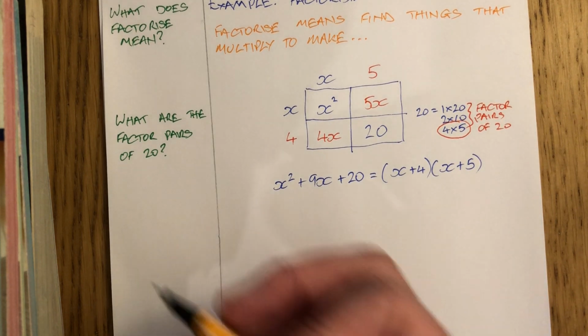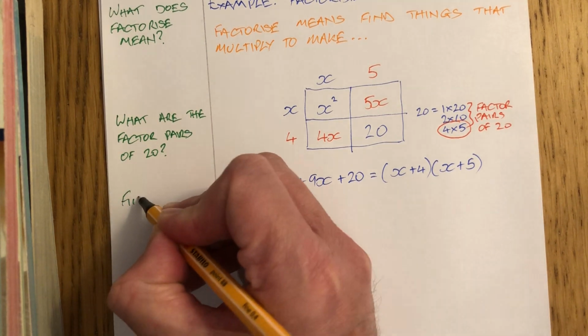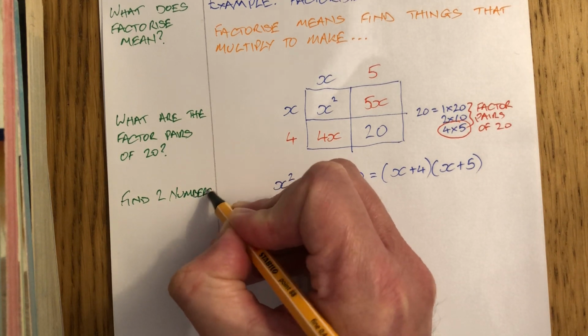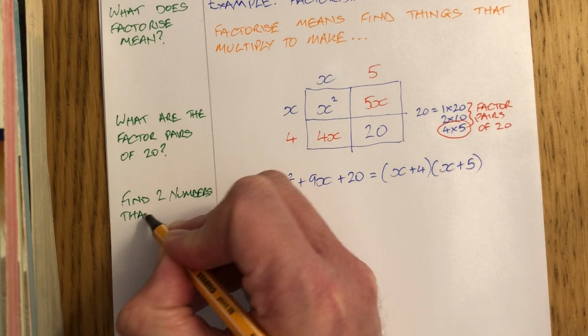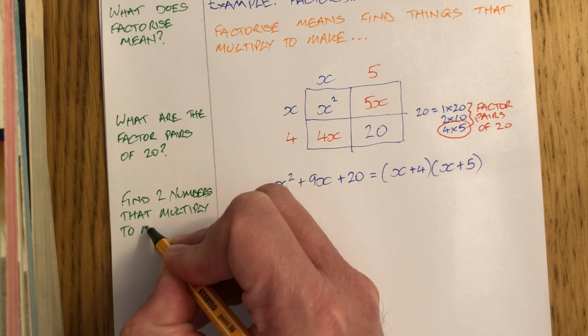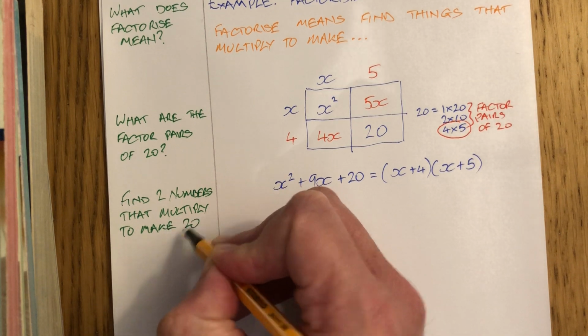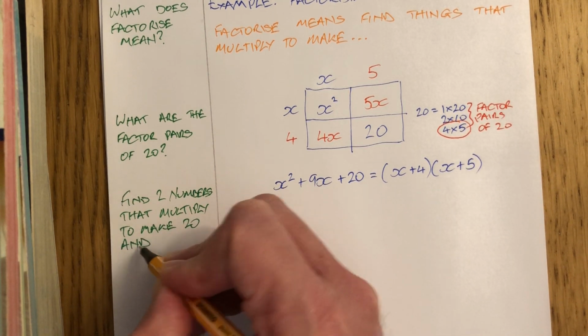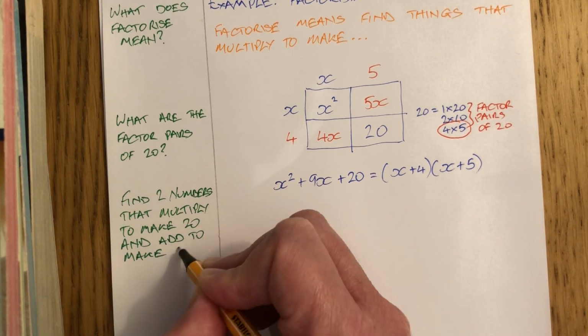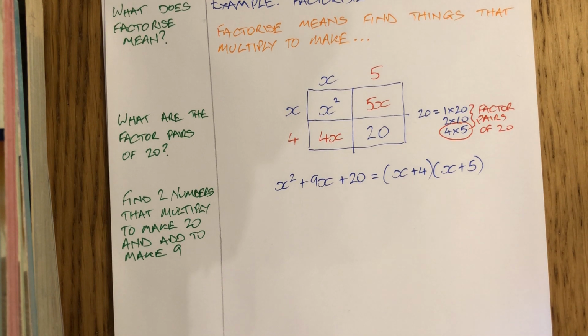Okay, and just here I'm going to make a note: find two numbers that multiply to make 20 and add to make 9.